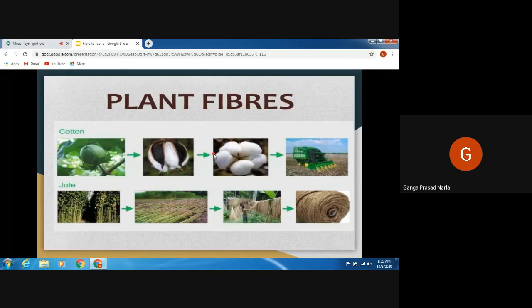From those balls we get cotton fiber, and they will harvest it and send this cotton to factories to make fabric, cotton fabric. Is it clear? Clear sir. Yes sir.